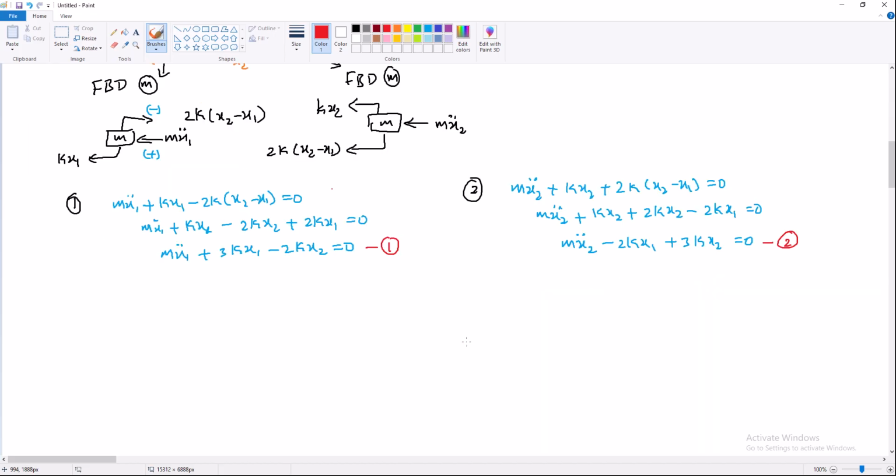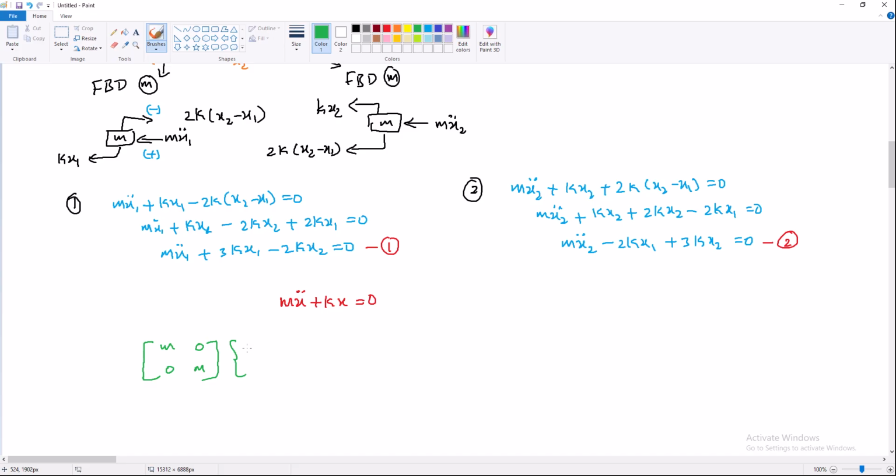form. So how do I write? That must be in the form of m x double dot plus kx, which is equal to 0. The c x dot term is 0 again, since the damping is not considered. In the matrix form, how can I write? Since there are two equations, for the mass m, x1 is there, and since in equation 1 we do not have x2, and in equation 2 x1 is not there, m is associated with x2.